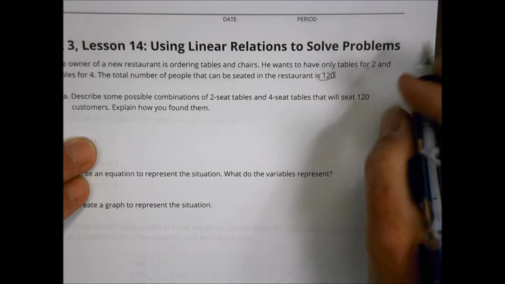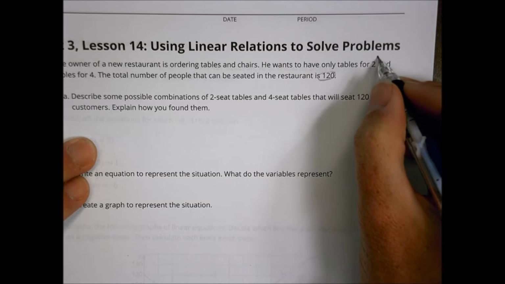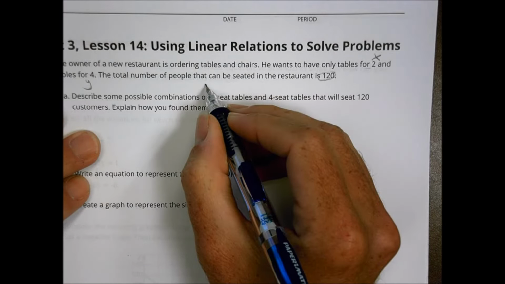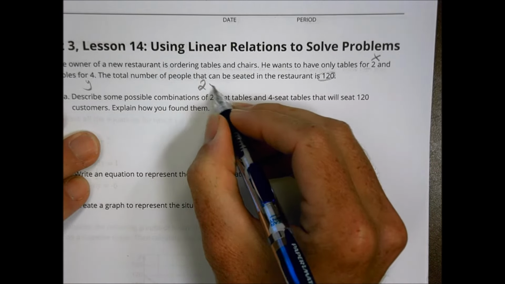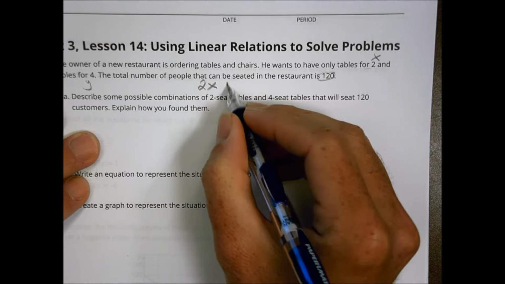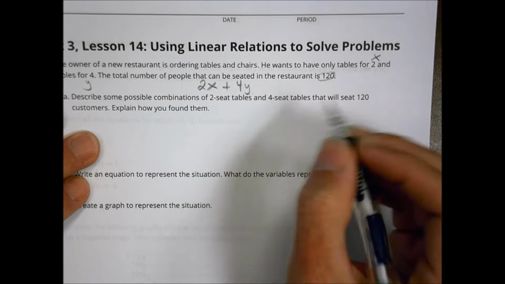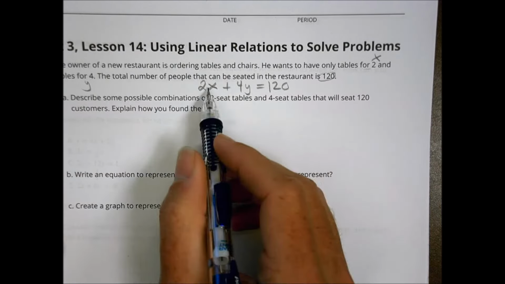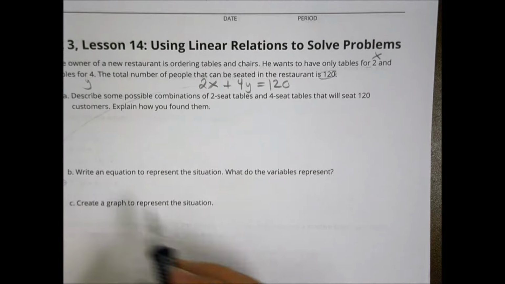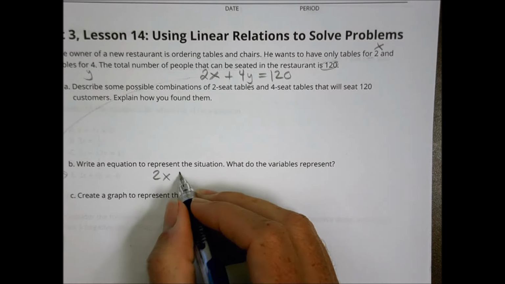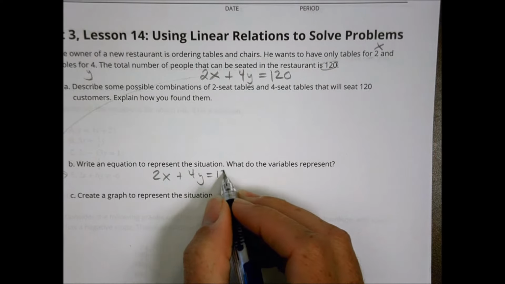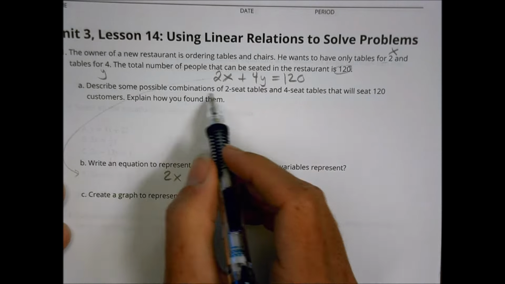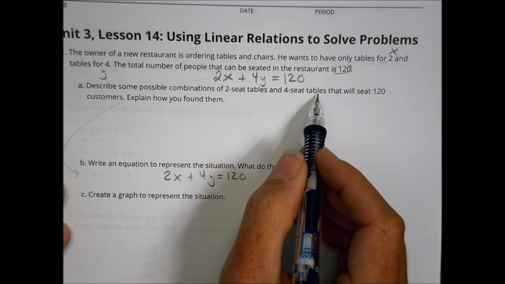First thing I'm gonna look at is that problem. My tables for 2 we'll call x, and my tables for 4 we'll call y. So what we can have is we can have 2 times x, because that's 2 people for that table, plus 4 times the number of y tables for 4 is going to equal 120. Okay, this right here is just how I started. It's actually the part B question, to write an equation to represent that situation. Just for me, I like to start with that equation if I can, because I think it's just kind of where we're after anyways.